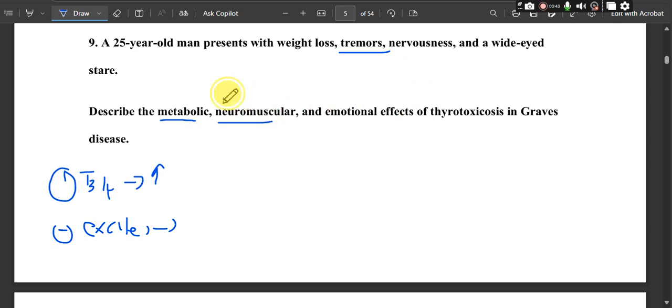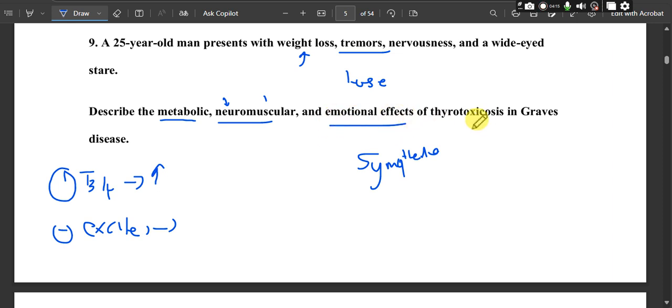The nervousness also, the neural cells will also be excited. It actually works on the sympathetic nervous system. So the sympathetic nervous system can excite the nerves and the muscles, causing tremors and nervousness. High metabolic rate will result in weight loss, and also because there is high metabolic rate, the person will lose appetite.